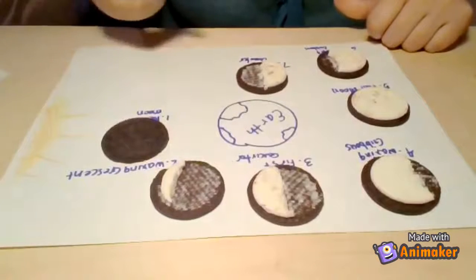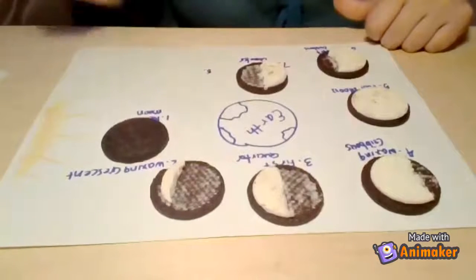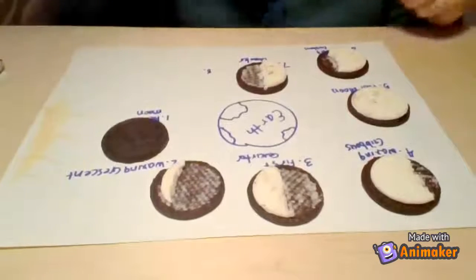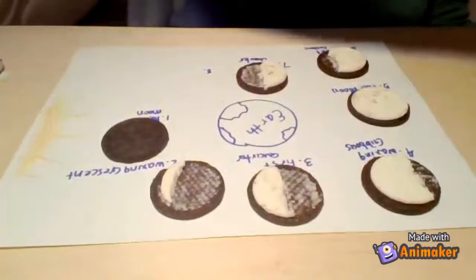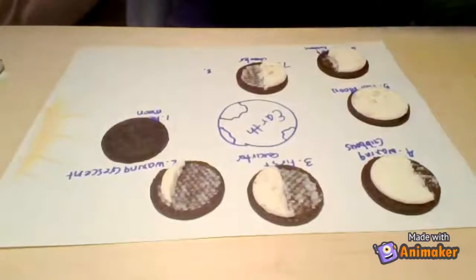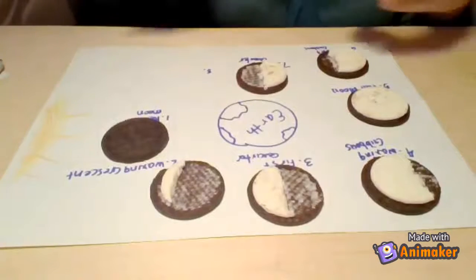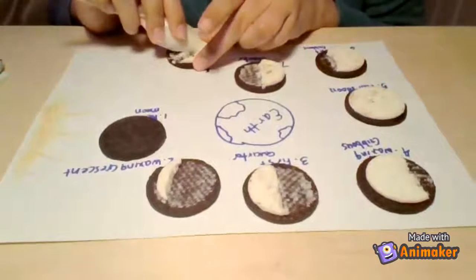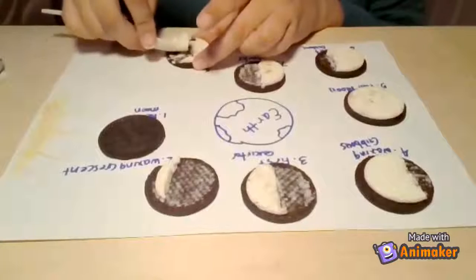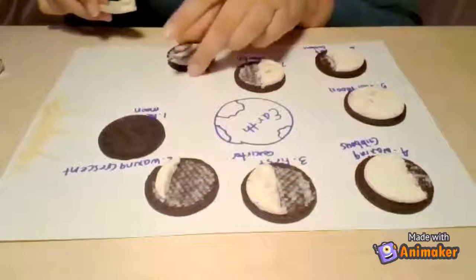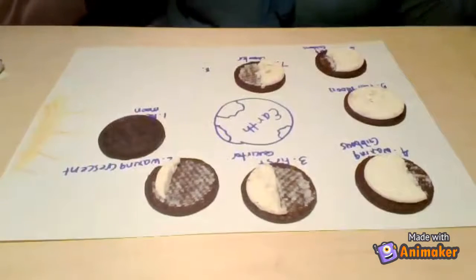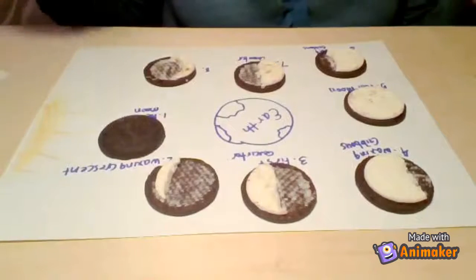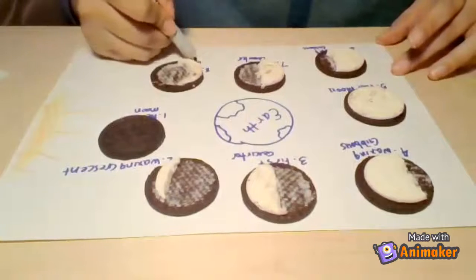Very good. Our eighth lunar phase is our waning crescent. Our waning crescent means we're decreasing the amount of icing, but it is still a crescent, meaning there's less than half being illuminated. So scrape that off, and you should be left with a waning crescent moon.